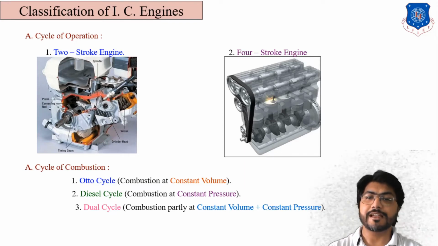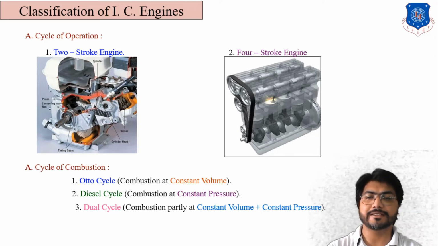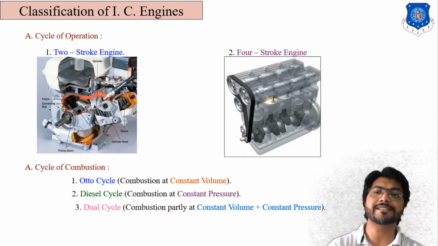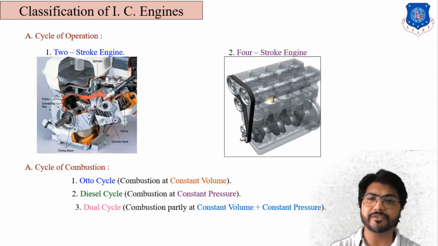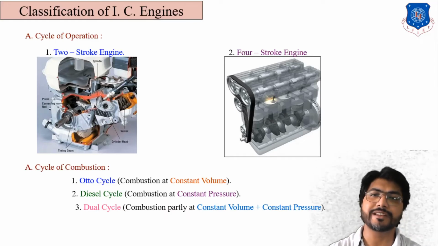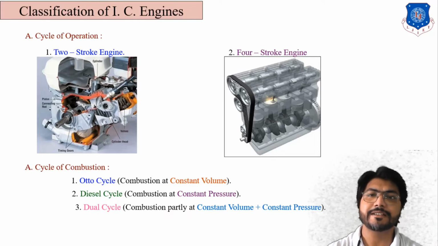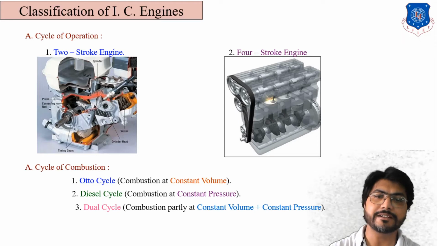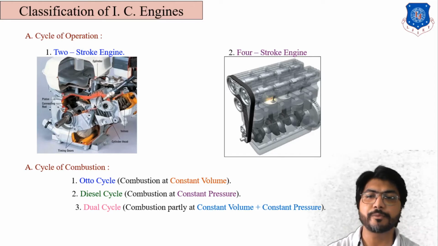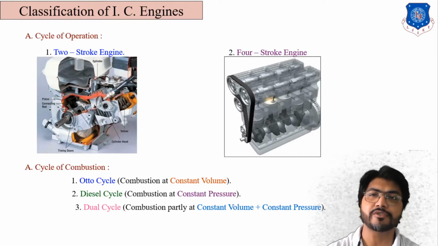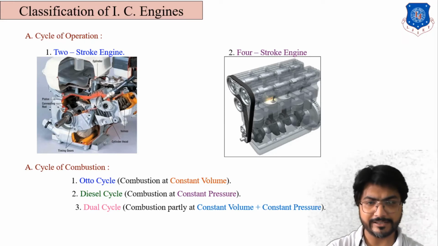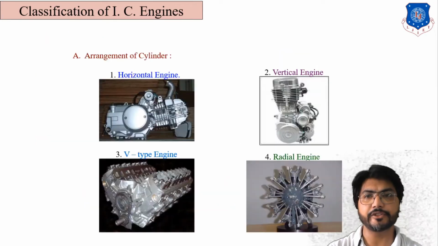Next, based on the cycle of combustion: Otto, diesel and dual cycle. These are the three types of IC engine classification. The Otto cycle works on constant volume combustion, and it is also known as the petrol cycle, as the fuel used in the Otto cycle is petrol. Next is the diesel cycle, in which combustion takes place at constant pressure. The dual cycle is a combination of Otto and diesel, with combustion partially at constant volume and partially at constant pressure. That is the classification based on how combustion takes place: Otto, diesel and dual.